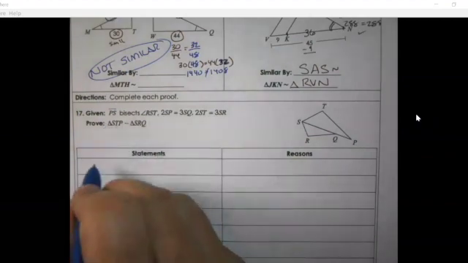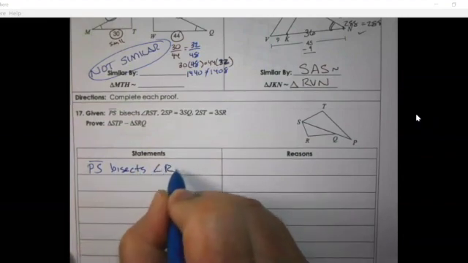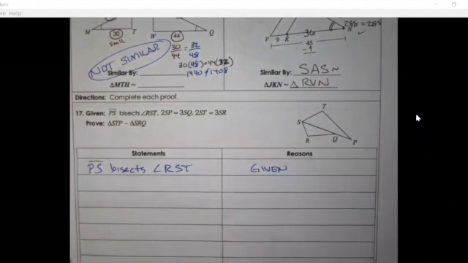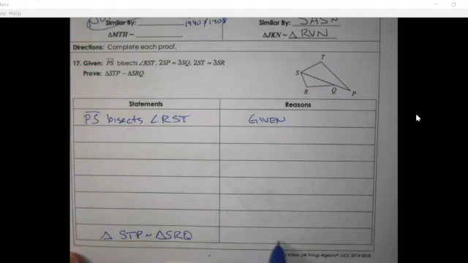We begin by writing our givens. PS bisects angle RST, that's our given. And we know one other thing. We're trying to prove that triangle STP is similar to triangle SRQ. And we know that, oops, it's off screen. And we know that the only possible reasons here are angle-angle similarity, side-angle-side similarity, or side-side similarity. But still, we have to find our angles and our sides and see if they match.